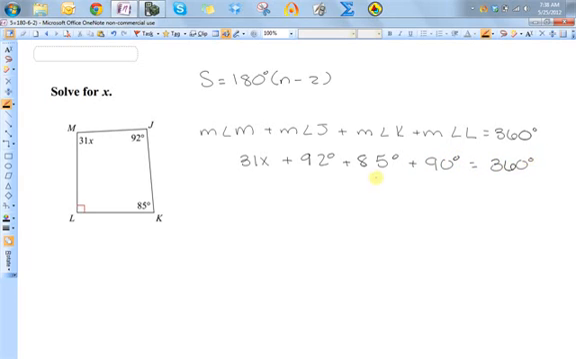Okay, so if I were to add all these values up, I should get 267. So 31x plus 267 is equal to 360. Okay, so if I subtract 267 from both sides, I'll get 31x is equal to 93. And then if I divide both sides by 31, I'm going to get x is equal to 3.